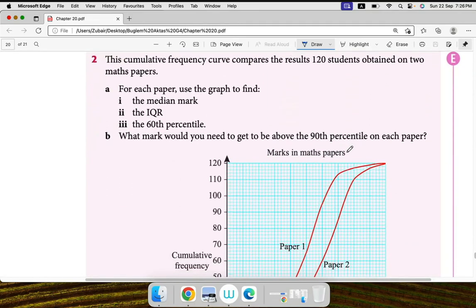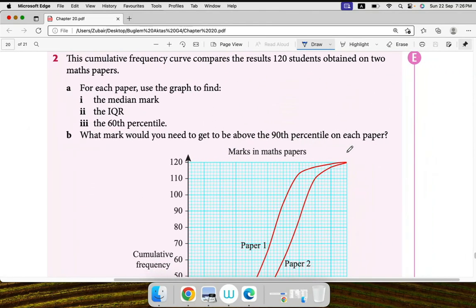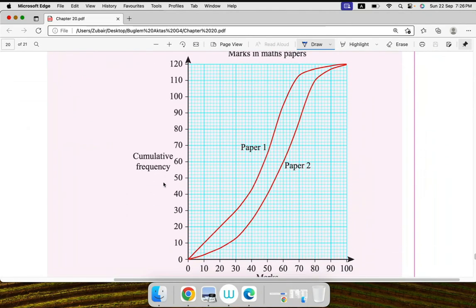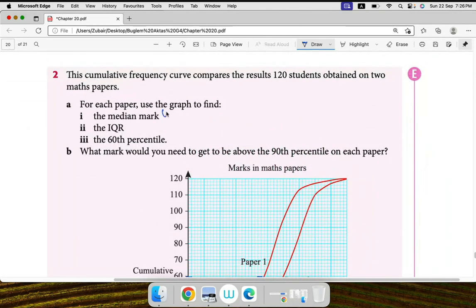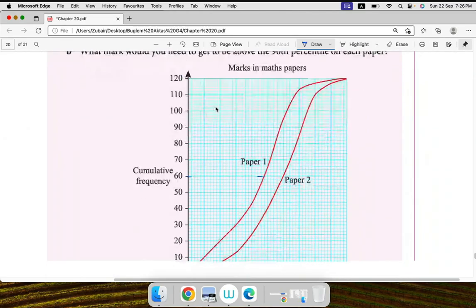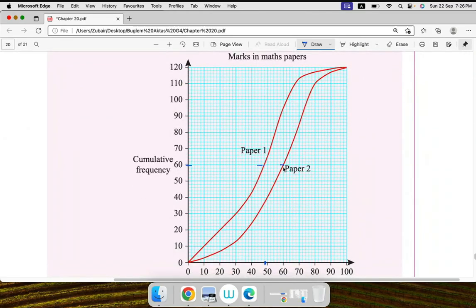The cumulative frequency curve compares the result of 120 students obtained on two math papers. For each paper, use the graph to find the median mark. Median and then interquartile range. So median at 60. This is one box before that, 48. 48 for paper 1. And the exact intersection is 60 for paper 2.